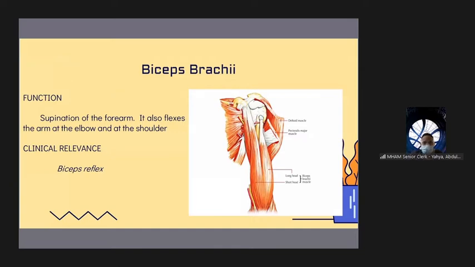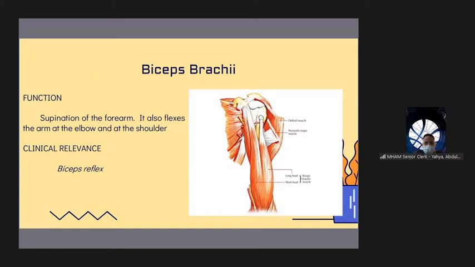So, the biceps brachii is a two-headed muscle, although the majority of this muscle mass is located anterior to the humerus. Mainly, it has no attachment to the bone itself. One of its functions is the supination of the forearm, and it also flexes the arm at the elbow and also at the shoulder. The clinical relevance of this muscle is the biceps reflex.